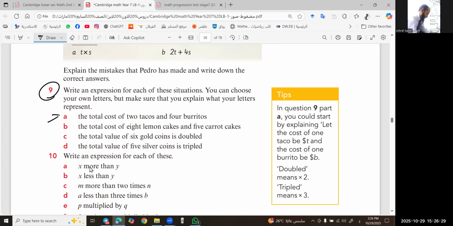A. The total cost of 2 tacos and 4 burritos. First, it said what? Total. Total means what? Means plus. So 2 tacos and 4 burritos, we can write as what? Any letter, you can choose any letter yourself. X. For 2 tacos, equals what? 2x. Okay? Plus 4 burritos equals what? We can write as what?